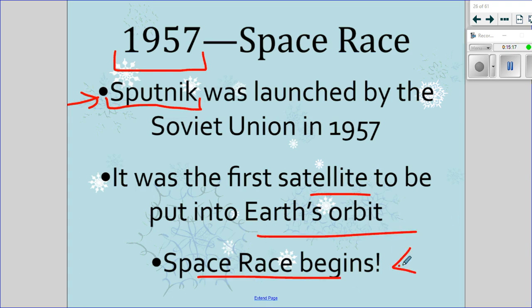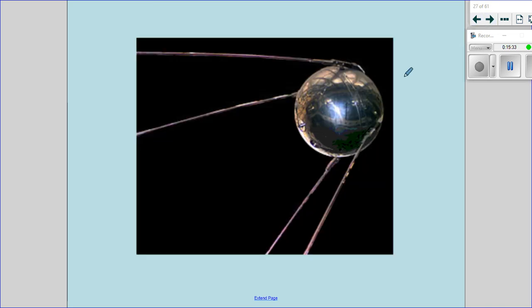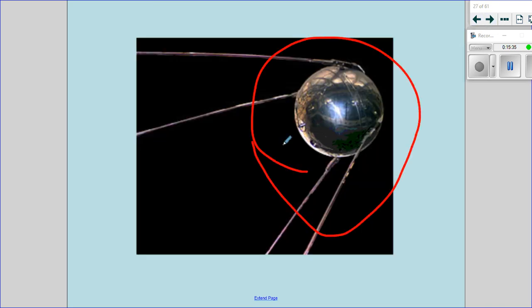The space race is important because whoever can develop the technology to get into space and dominate space has a major technological and strategic advantage over the other. And so the United States is kind of late. The Soviets are going to score some major victories in the space race. This is the actual Sputnik satellite, okay?